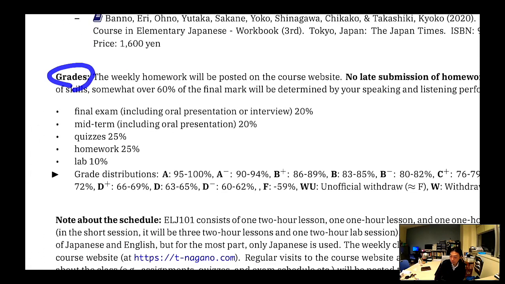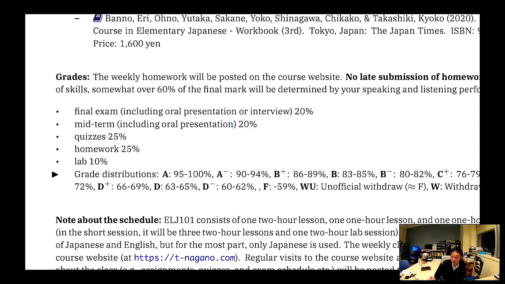For grading, we have a final exam, a midterm, weekly quizzes, homework, and then lab. Lab is the Wednesday sessions. That's 10% of your class. The final is 20%. The midterm is also 20%.